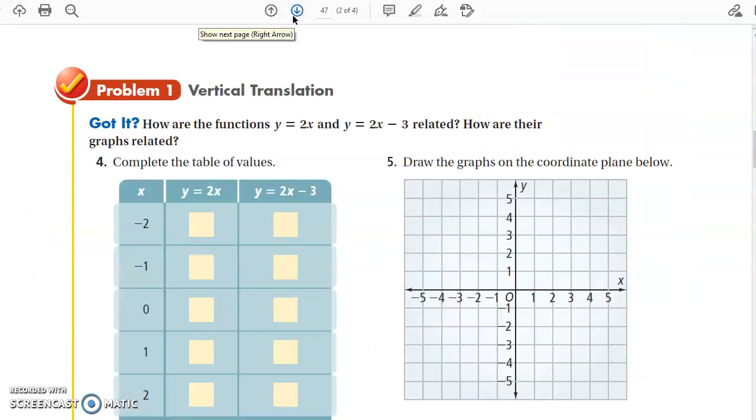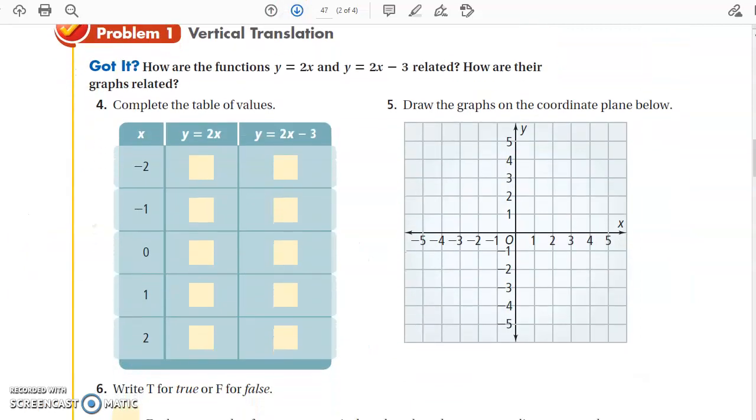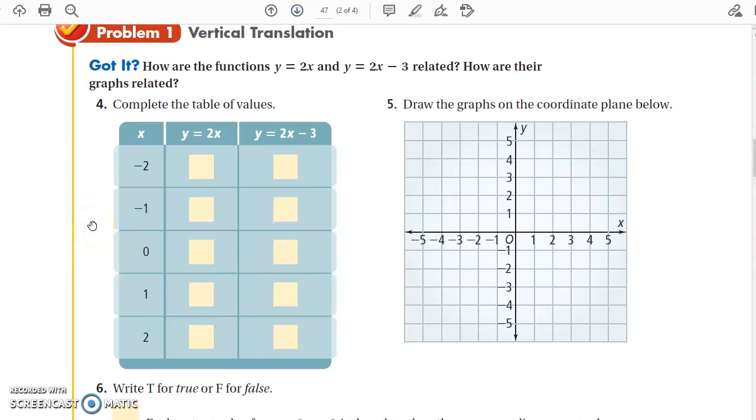Here we go. Vertical translations. How are the functions y equals 2x and y equals 2x minus 3 related? What's the difference? How are their graphs related? Well, let's look at them. We put negative 2 in for x for each of these. We're going to get negative 4 and negative 7. Negative 2 times 2 is negative 4. Minus 3 is negative 7. So every one is going to be minus 3.